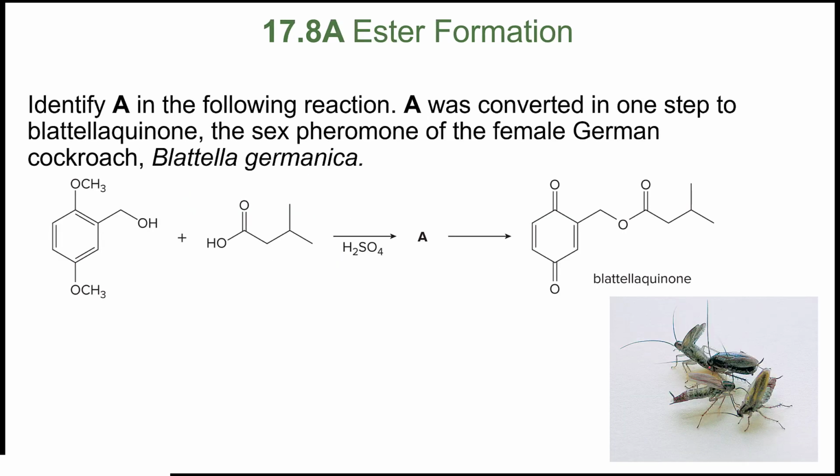Identify A in the following reaction. A was converted in one step to that compound that I won't try to pronounce, the sex pheromone of the female German cockroach Blattella germanica. So we're looking for A. We have alcohol here. Here's our alcohol part. This is the carboxylic acid.